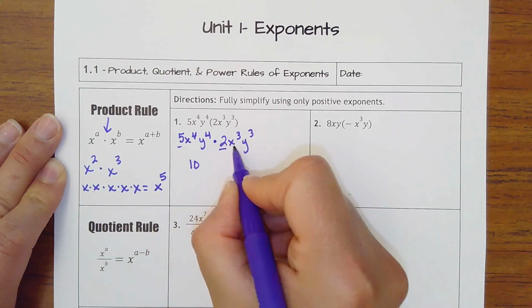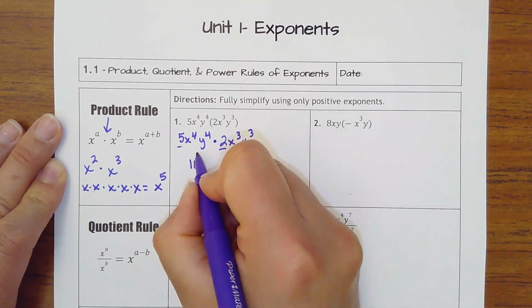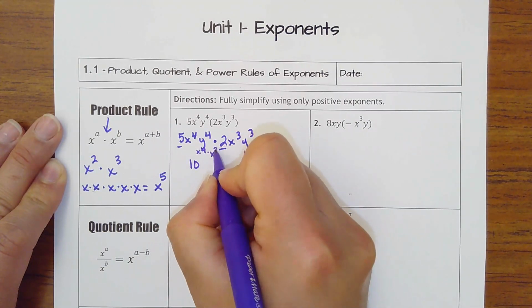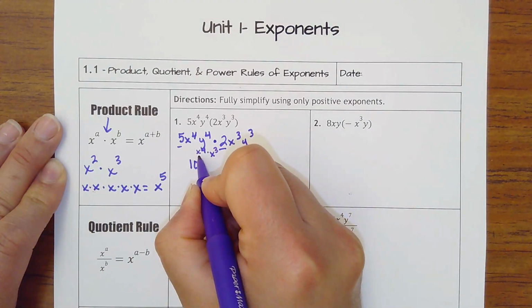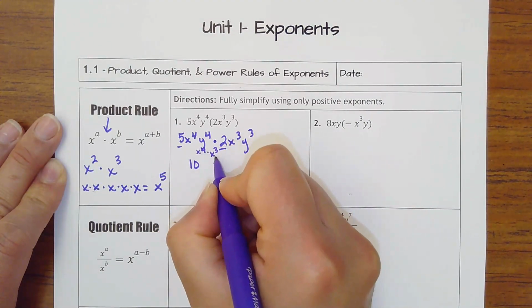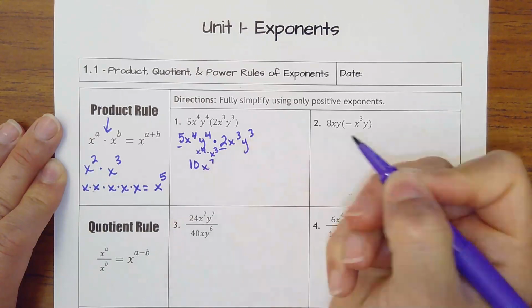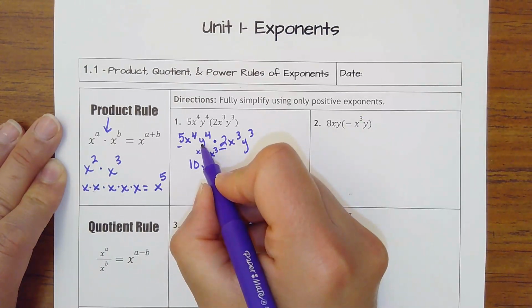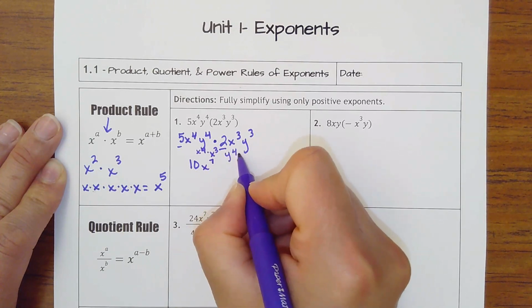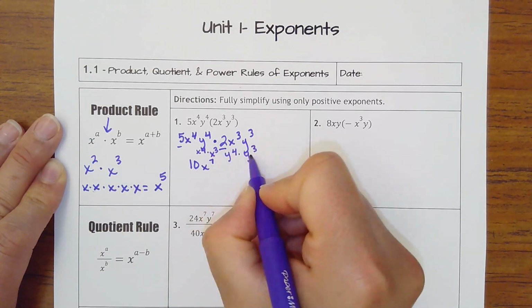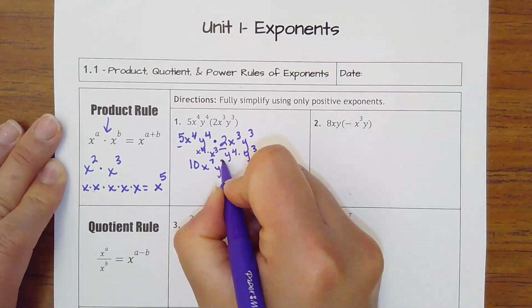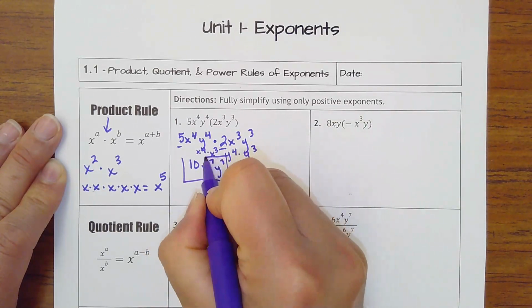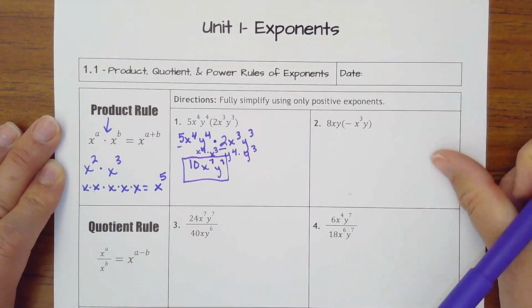And then we're doing x to the 4th times x cubed. So think about how many x's would be written out. That's x times itself 4 times, another 3 times. You're really adding that to get x to the 7th. Same thing with the y's. You're taking y to the 4th times y cubed. That would be 7 y's getting multiplied together. So it'd be 10 x to the 7th, y to the 7th.